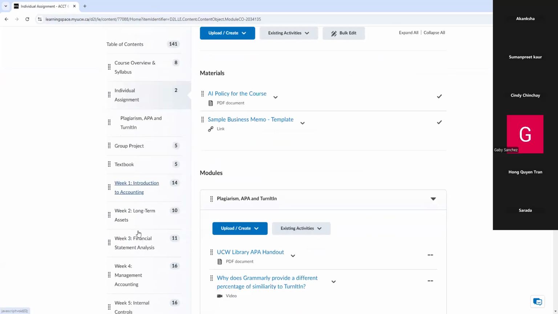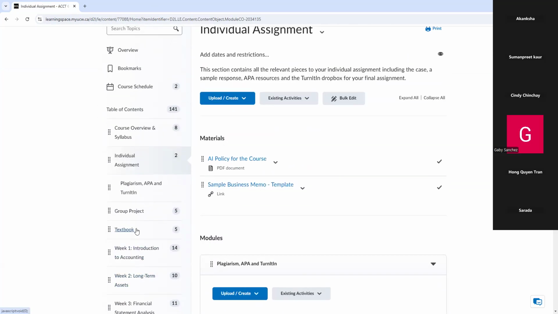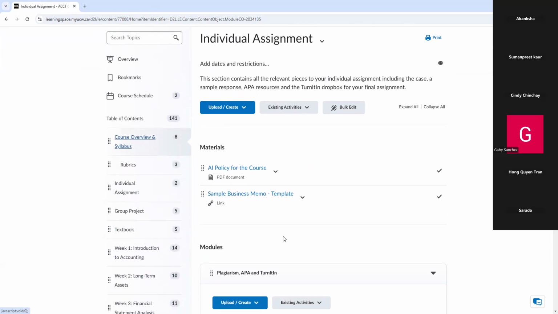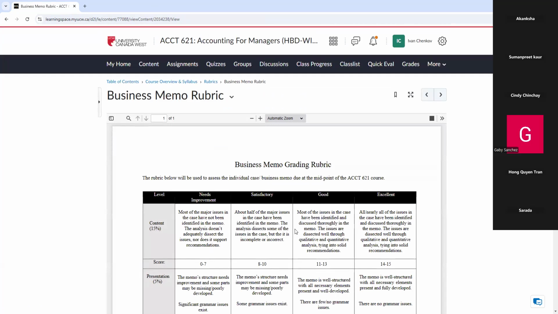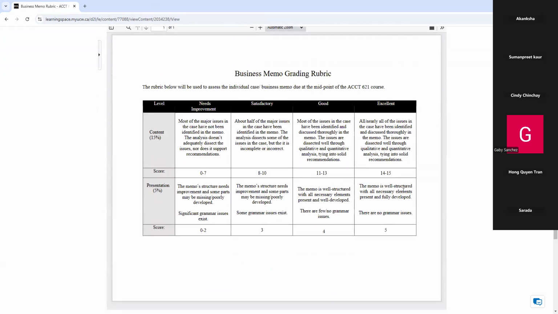So again, if you want to have the full marks, you have to identify all the problems, discuss all the problems, and provide recommendations for all the problems in the same memo. The memo has to be well structured, have the necessary elements in a nice format with paragraph structure and subheadings, with everything nice and easy to follow, fully developed, and no grammar issues.